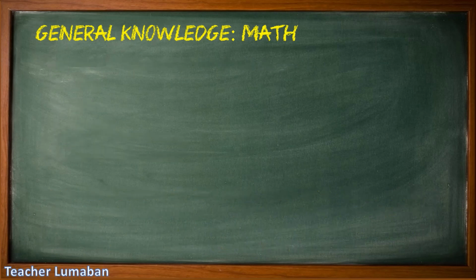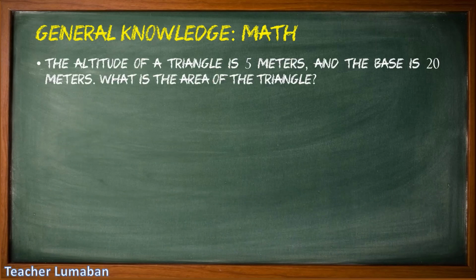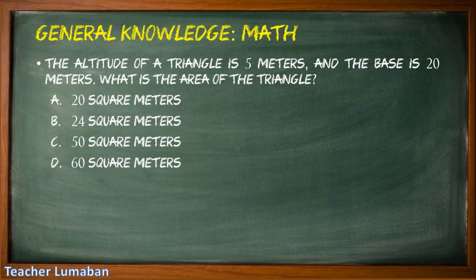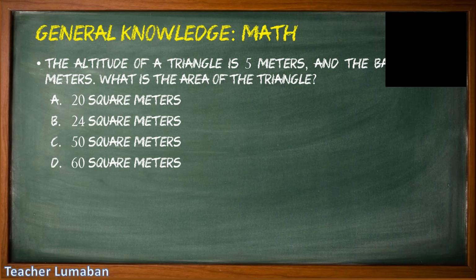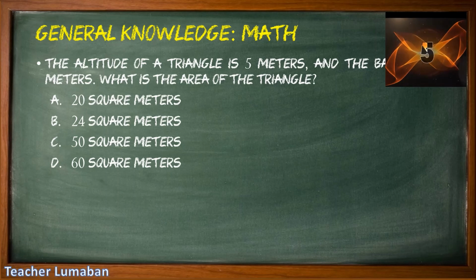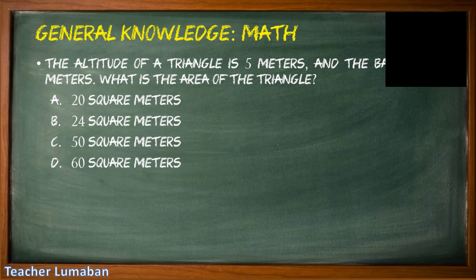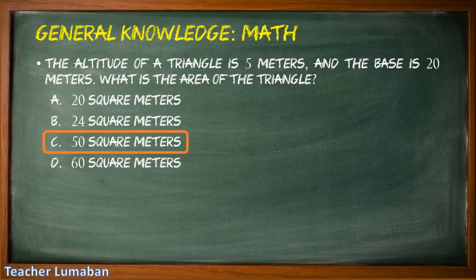The altitude of a triangle is 5 meters, and the base is 20 meters. What is the area of the triangle? Letter A, 20 square meters. Letter B, 24 square meters. Letter C, 50 square meters. Letter D, 60 square meters. Please answer in 5, 4, 3, 2, 1. The correct answer is letter C, 50 square meters.